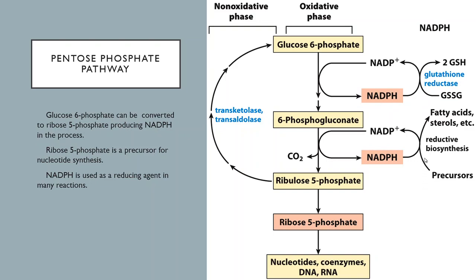And then NADPH is also used by a lot of enzymes that make things like fatty acids. So the enzymes that go through the reductive biosynthesis of those molecules need NADPH also, so that's where that one comes in. All right, and so that is all we're going to talk about for glycolysis. Next, we will talk about the citric acid cycle.